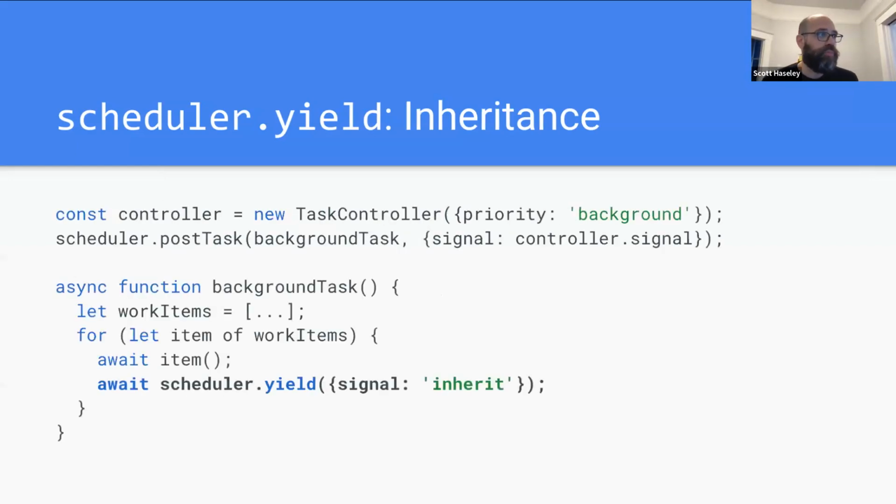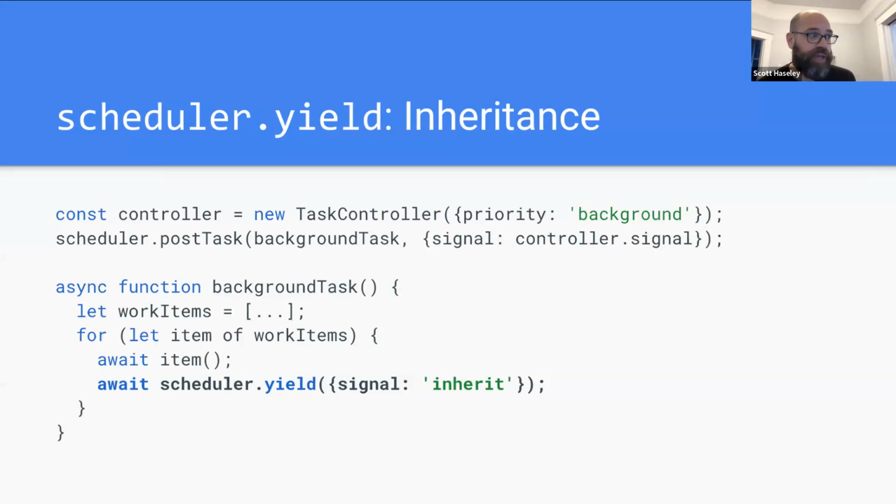As an example, here I just have a task controller that's background priority. You schedule this task with this signal, and this task does a loop over a bunch of items that it has. It's awaiting the item, which is just a function. That function itself may be asynchronous, and it might yield to the event loop. Let's say it does a fetch, etc. No matter what that does, each time you await yield with inherit, that is always going to do the continuation at the background continuation priority. So that's how that works.